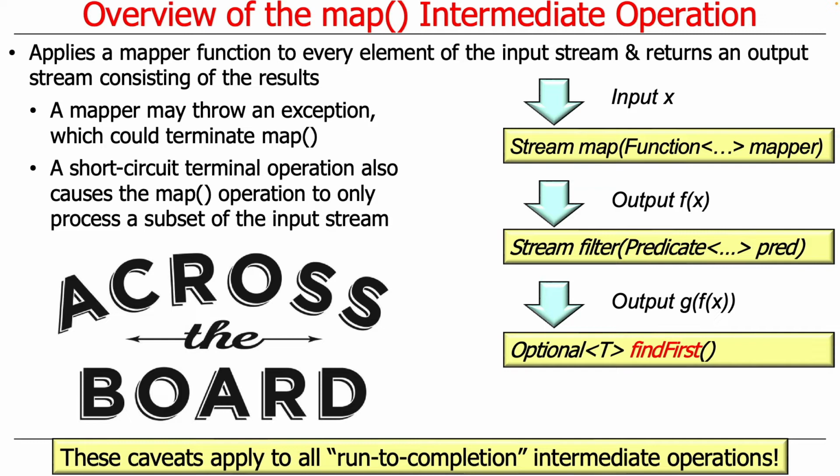So the caveats here apply to all the run-to-completion intermediate operations, so I'm not going to keep saying this over and over again. Just remember that if exceptions are thrown or if there are short-circuiting terminal operations, then they won't process everything, but otherwise they do.